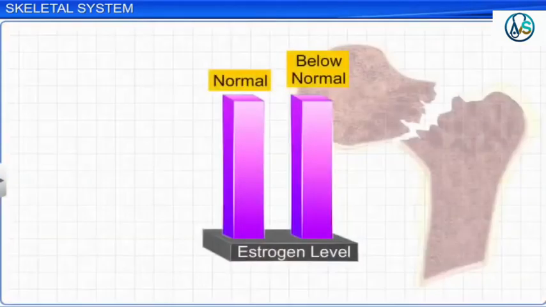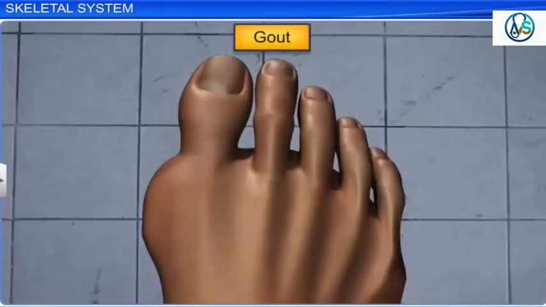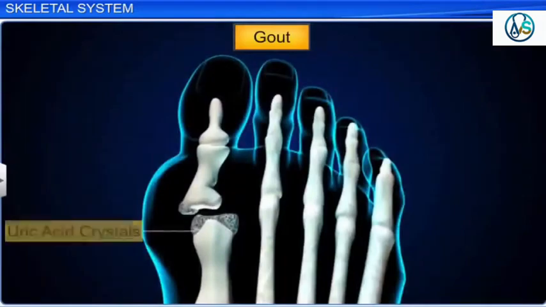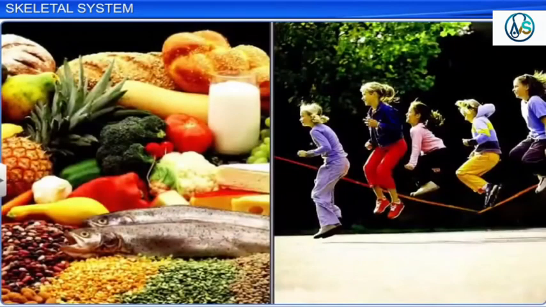It is caused by a decrease in the level of estrogen and is therefore more common in women. Gout is another disorder which results in the inflammation of joints due to the accumulation of uric acid crystals. It is essential to observe a healthy diet and lifestyle so that the skeletal and muscular systems can function efficiently.